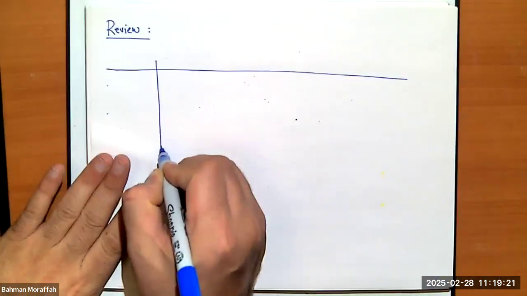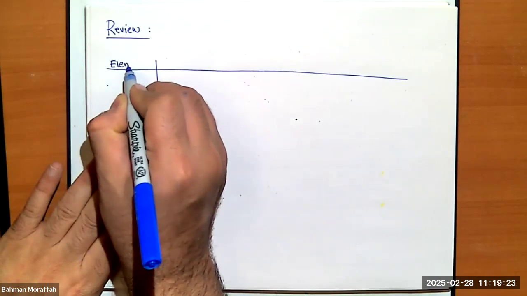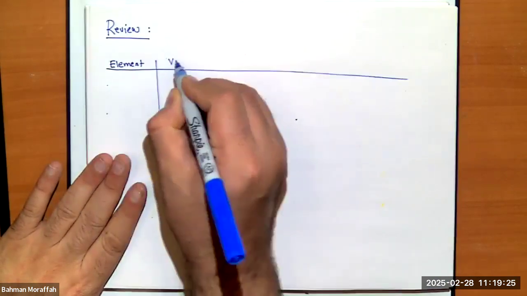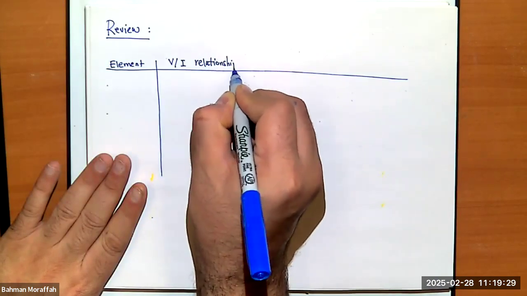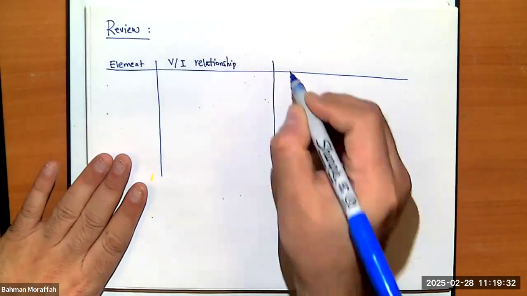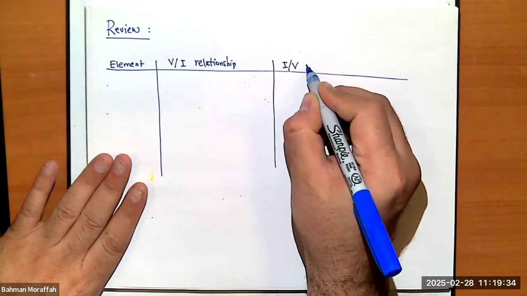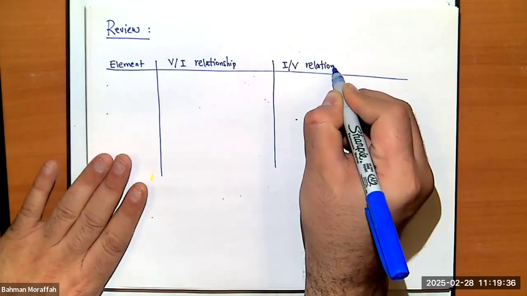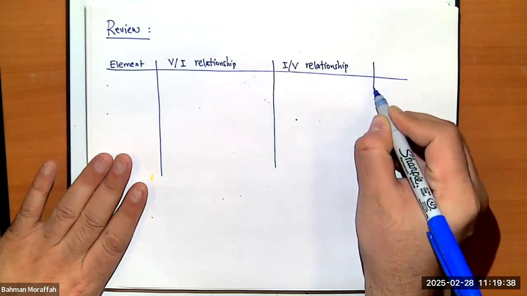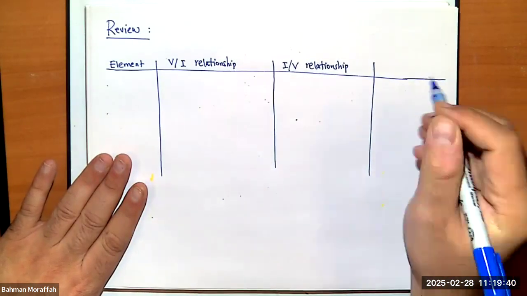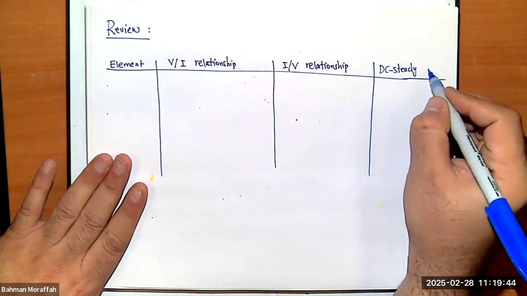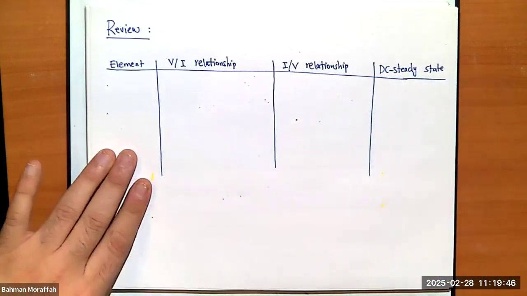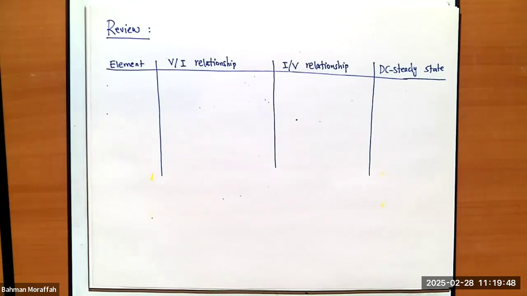So let's say this is the element. This is the VI relationship. This is the IV relationship. And this is the DC steady state condition, right?